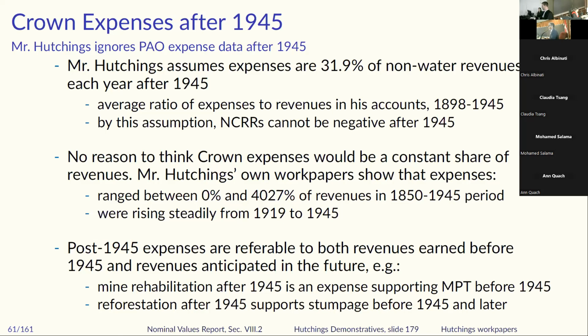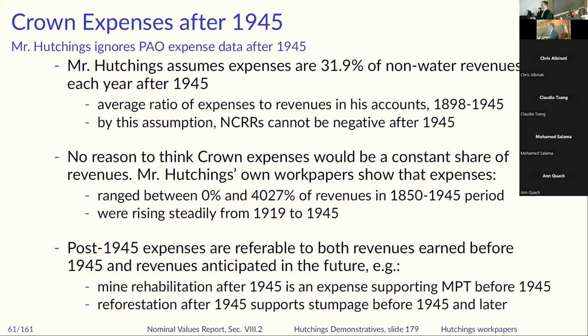One observation about this, one issue of contention between us and Mr. Hutchings is the losses in NCRs that we estimate in the later years after 1960. By making this assumption, Mr. Hutchings has guaranteed by assumption that there can be no NCR losses. Expenses are always 31.9% of revenues year by year. Therefore, they cannot ever be higher. Expenses cannot ever be higher than revenues, and NCR losses can never occur. That is an assumption of Mr. Hutchings' analysis, not a result.